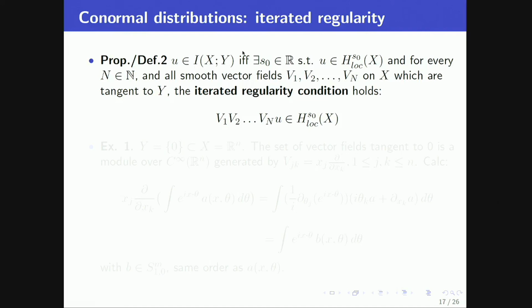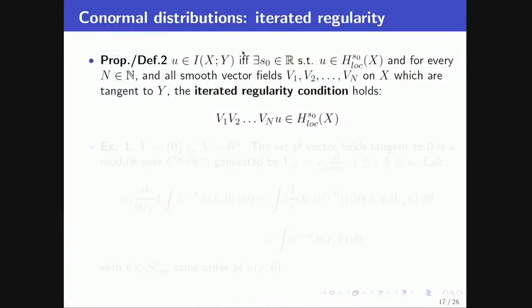But what we demand here is that, in fact, you have a stability, which is that the Sobolev regularity never changes. Okay, so that's the iterated regularity condition, and this can be taken either as a consequence of the definition on the previous slide, or this could be taken as the definition of conormal, and then you could give the previous definition as a consequence of this. They're equivalent. Okay, so this notion, I believe, goes back to Boutet de Monvel and Melrose in the late 70s and early 80s.